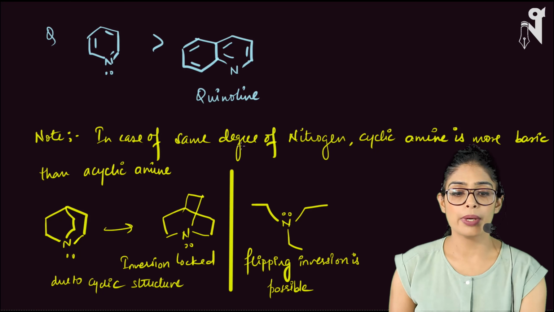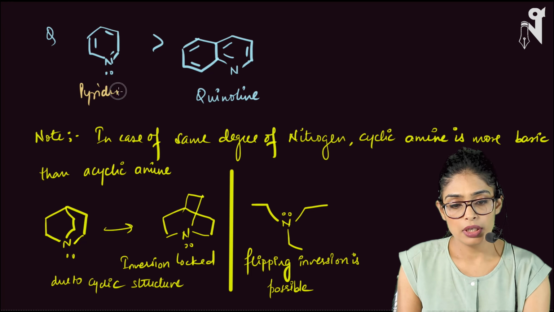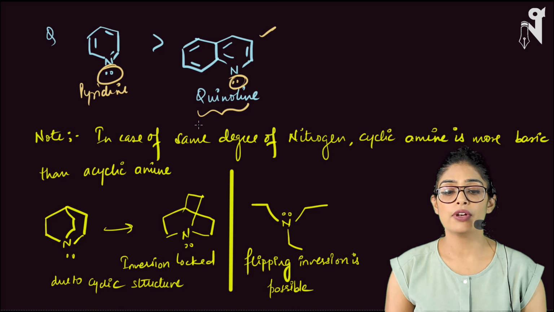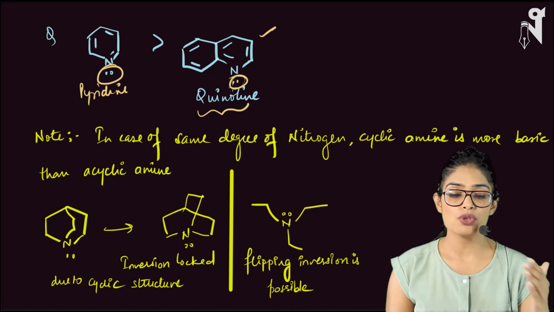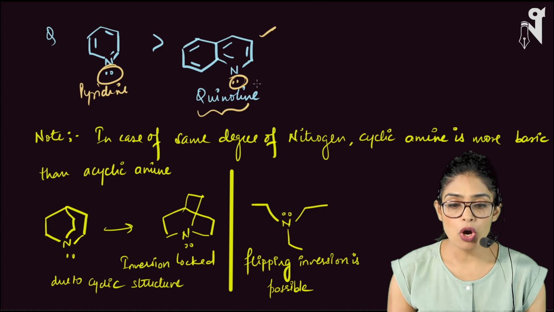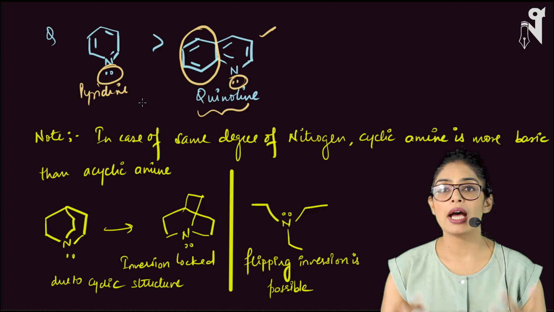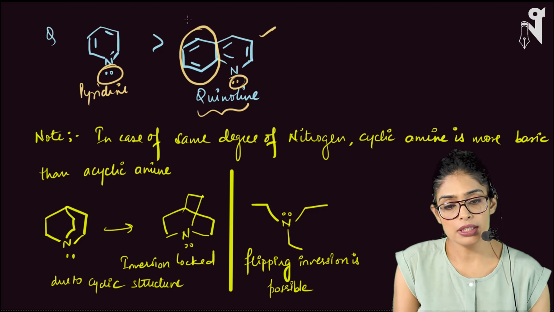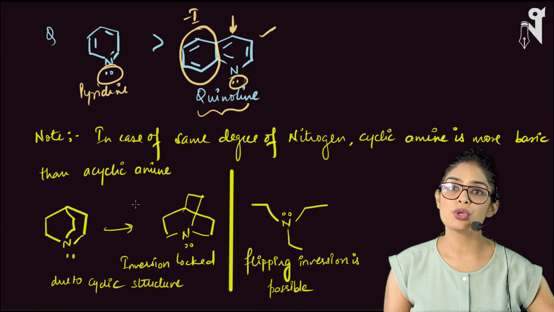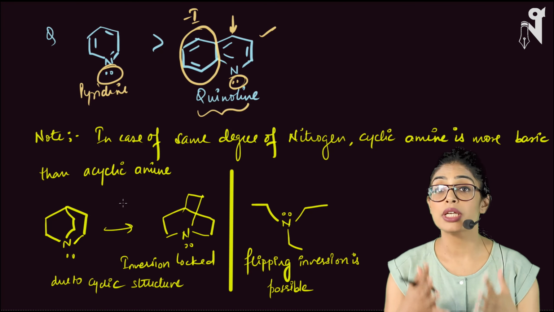Now let's look at the third question. In the third question again we have pyridine over here and we have another compound, quinoline. So look at the quinoline. Quinoline has this pair of electrons which is again localized. So we have to compare pyridine and quinoline. Pyridine is going to be more basic. Why? Because benzene has a minus I effect. The benzene's minus I effect will be applicable on this ring, and because of that a little withdrawal of electrons will happen and will make the nitrogen less basic due to the inductive effect.